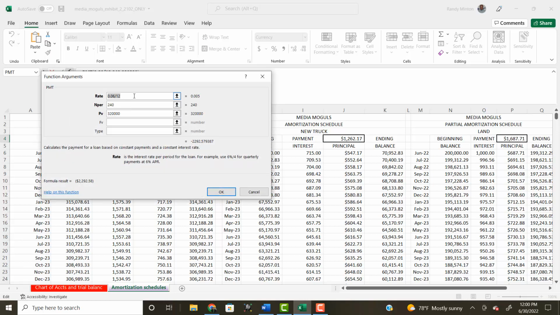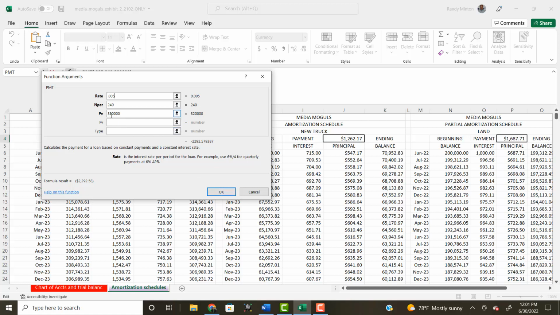In this case, the rate was 6% per year, but we're paying this every month. So it's 6% per year, or 0.06 divided by 12, or 0.005. That's 1/2 of 1%. 240 months. Present value here, this is the number of periods, by the way. Present value of 320,000, that's what we owe on it.